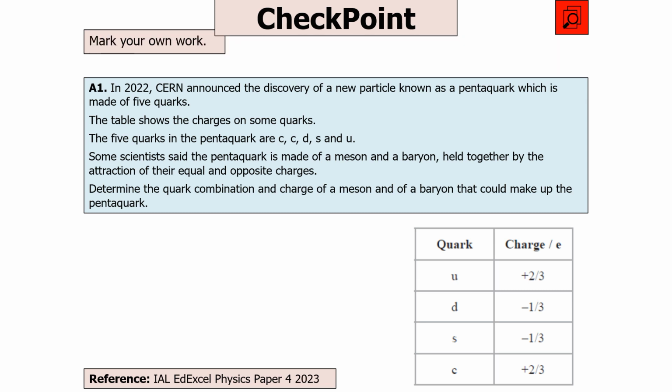Right, in this question you've got to be aware what's a meson. A meson is 1 quark, 1 antiquark, and a baryon is going to be 3 quarks. Now you've got to remember that they're going to have to make an integer value of a charge, okay, and they're going to have to cancel each other through.